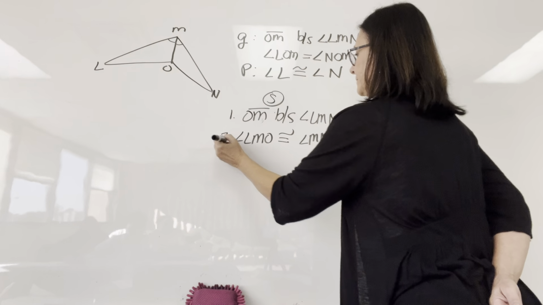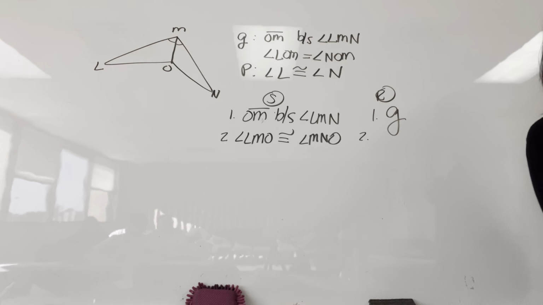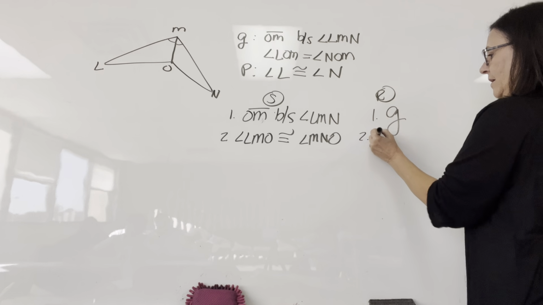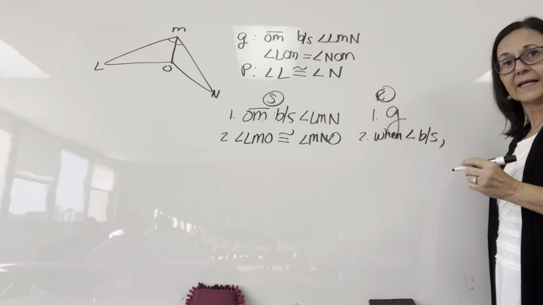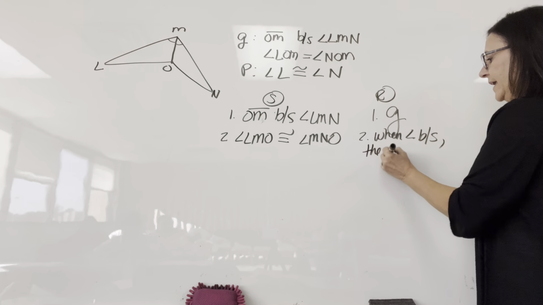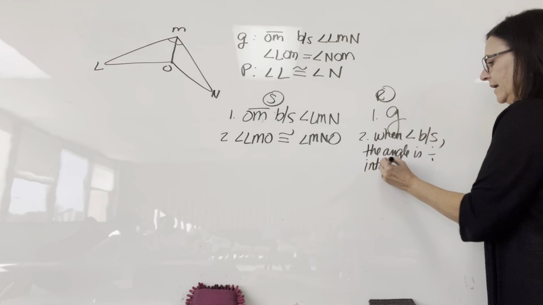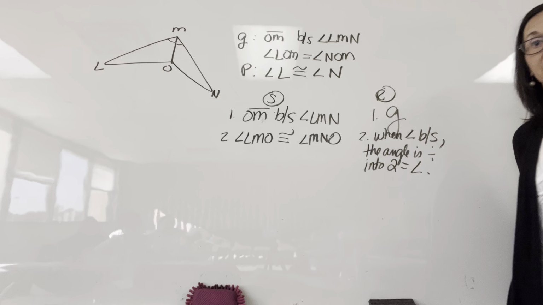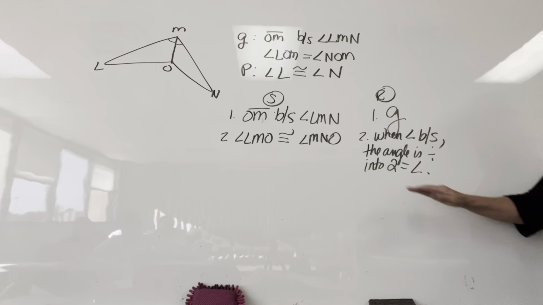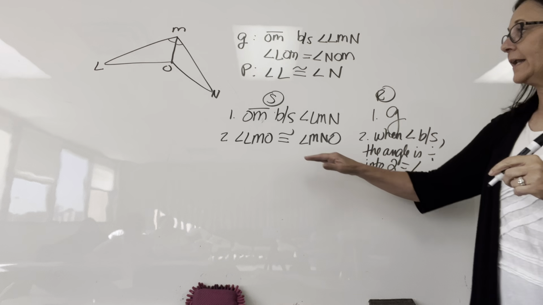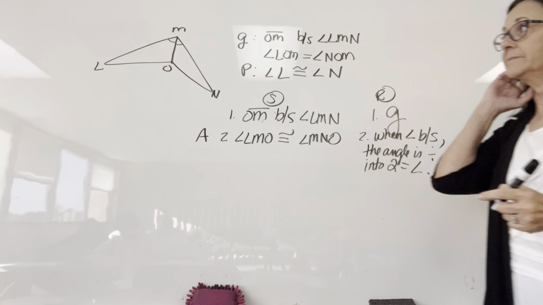And why? What would be my reason? Because when an angle is bisected, it creates two equal angles. Yeah, when an angle is bisected, the angle is divided into two equal angles. Exactly what you just said. Right? All right, so what did I say? Mark it, right? We have an angle, and I've marked it.